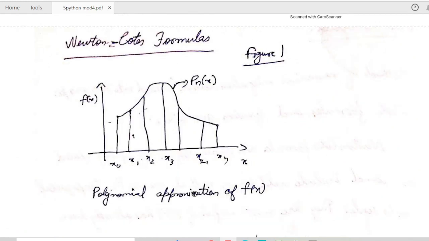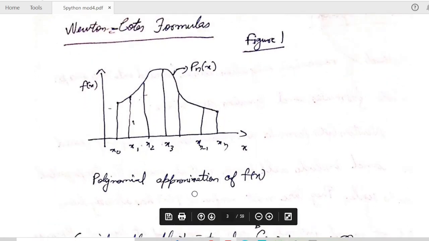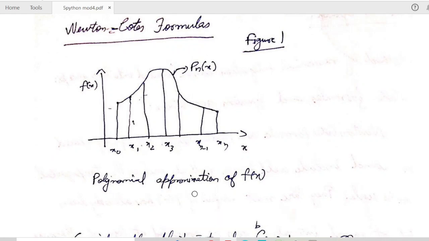Now let us begin with the Newton-Cotes formula. In this topic, we will first derive the Newton-Cotes formula, and from the Newton-Cotes formula, we will derive the trapezoidal rule and Simpson's rule.